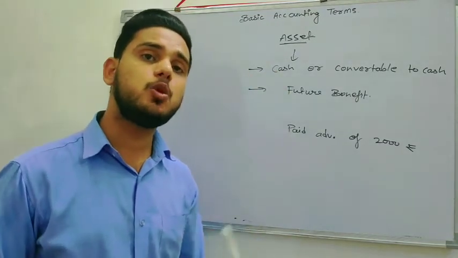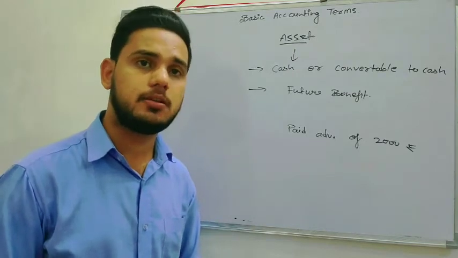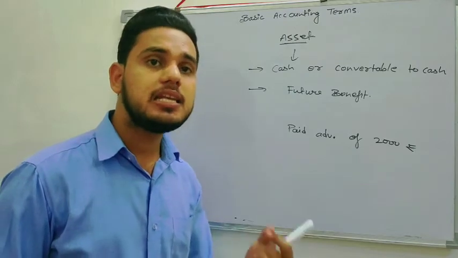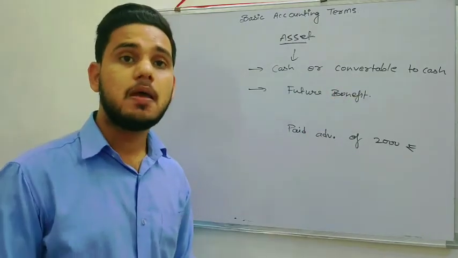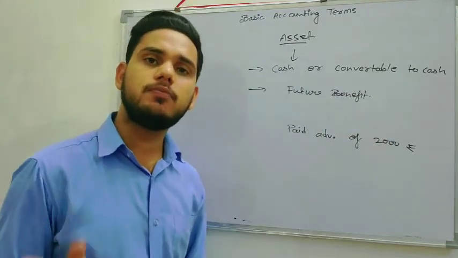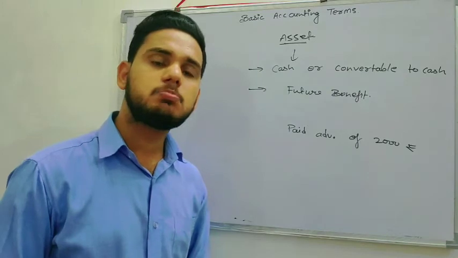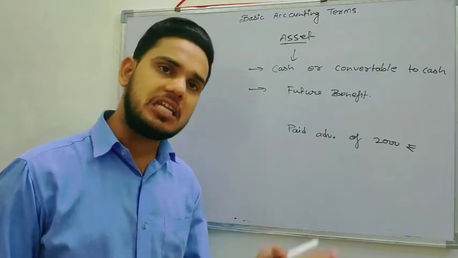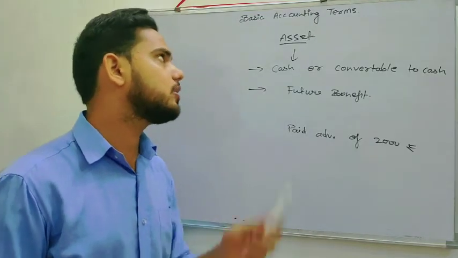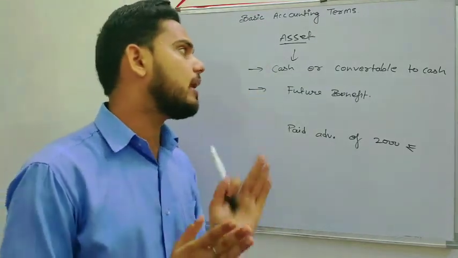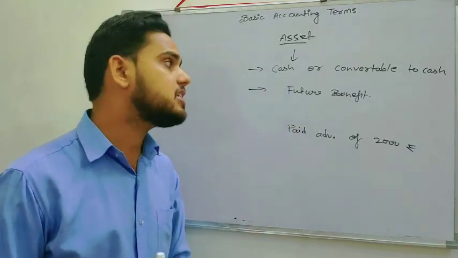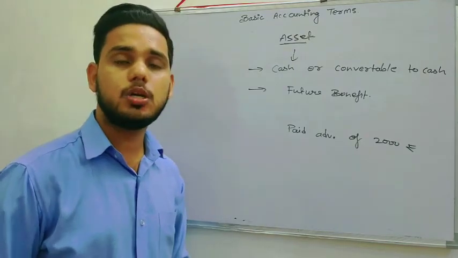Same way, say for example, you paid advance salary to your employee. That advance salary is now not convertible to cash, but in future that will give you some benefit. Your employee will work next month without any pay because he has already taken the payment. So we are receiving a future benefit, and we can classify that thing also as asset. I hope asset is clear to you. Asset means anything which is cash or convertible to cash and which gives us some future benefit.